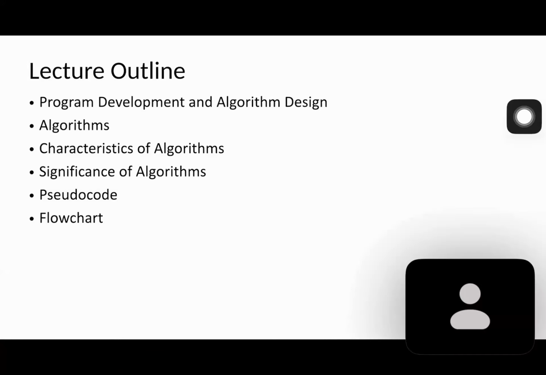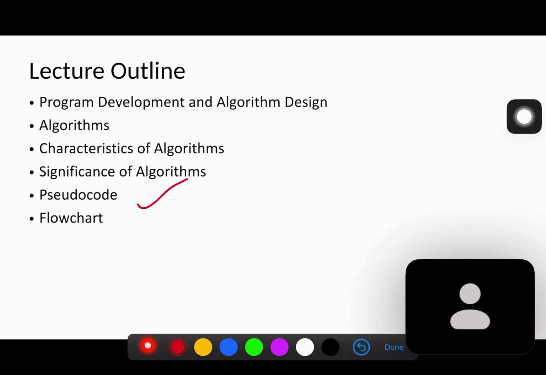Okay, so what we'll be doing today is going through program development, and we'll walk through how to write up our algorithms, and then we'll look at some tools. Two of the most important tools we will look at are pseudocode and flowchart. We'll look at how those tools can be useful, or are practically used, when we are designing algorithms.